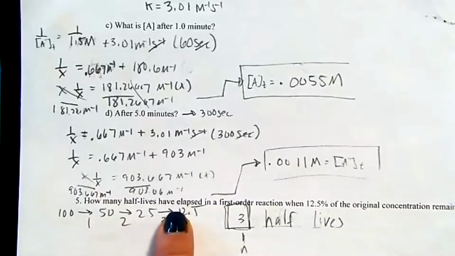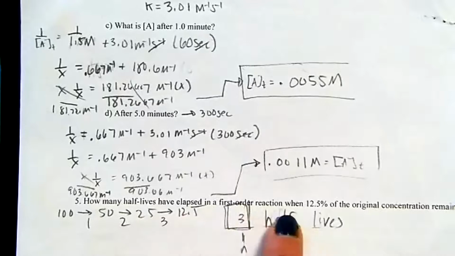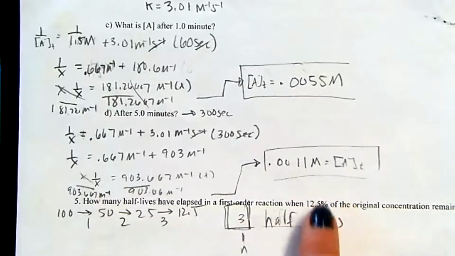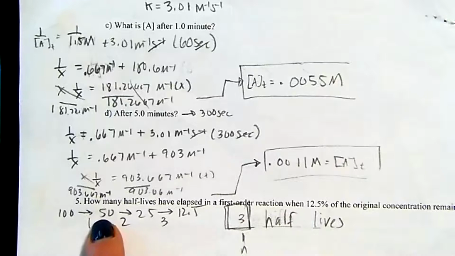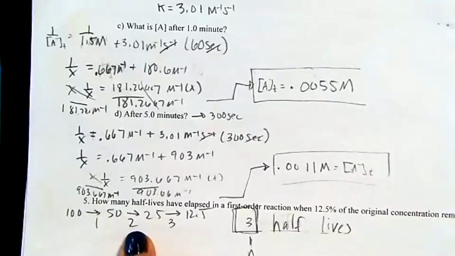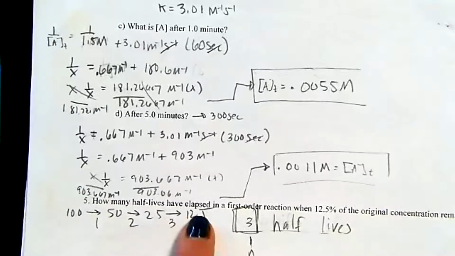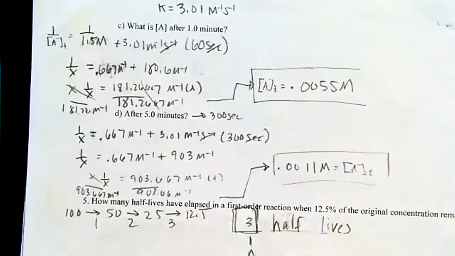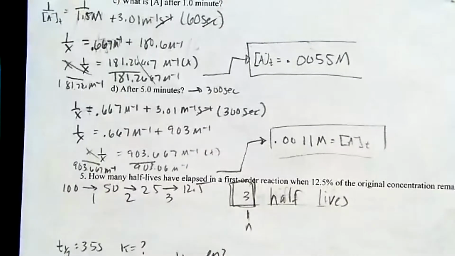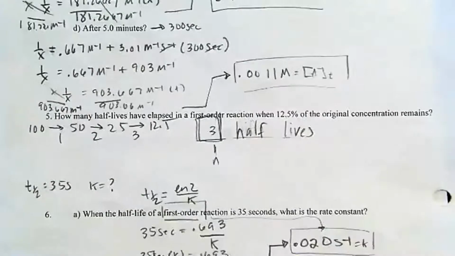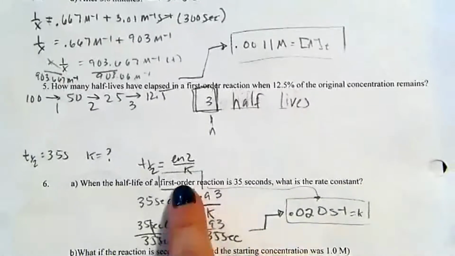How many half-lives have occurred for a first order reaction when there's only 12.5% left? So if you have 100%, and there's 50% left, that's one half-life. 50%, half of that would be 25%, so a second half-life. 25 to 12.5, that's half, so that's 12.5. It took 3 half-lives to do that. First order, it does not depend on how much you have started with. Remember, a half-life is how much time it takes for 50% to be left. So it's like 50% of 50%.